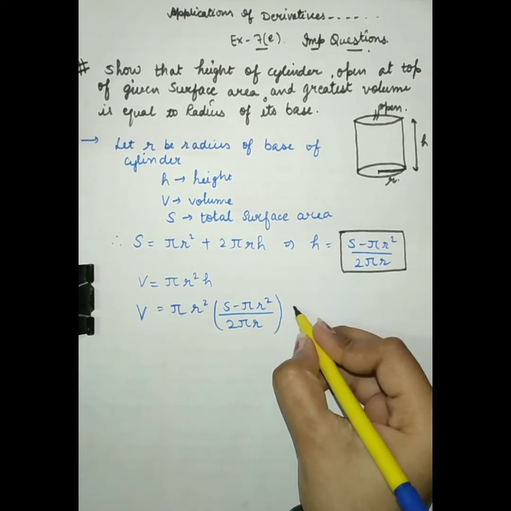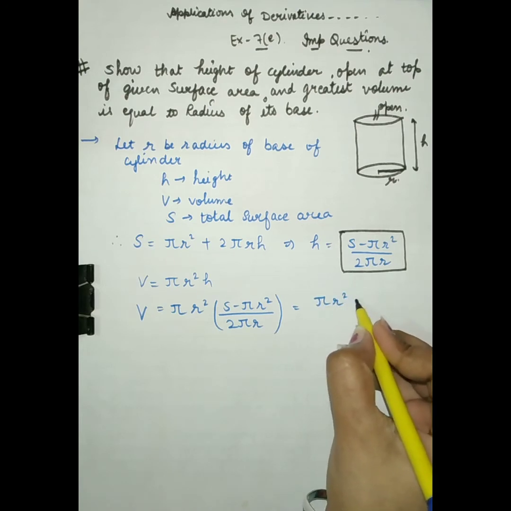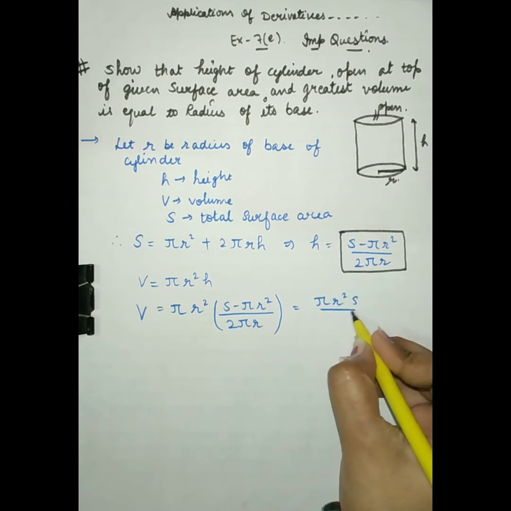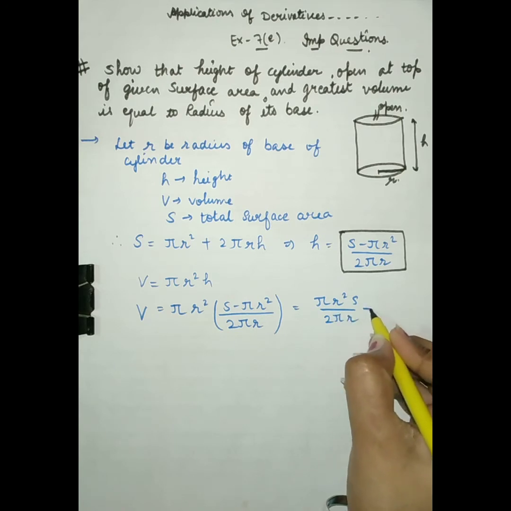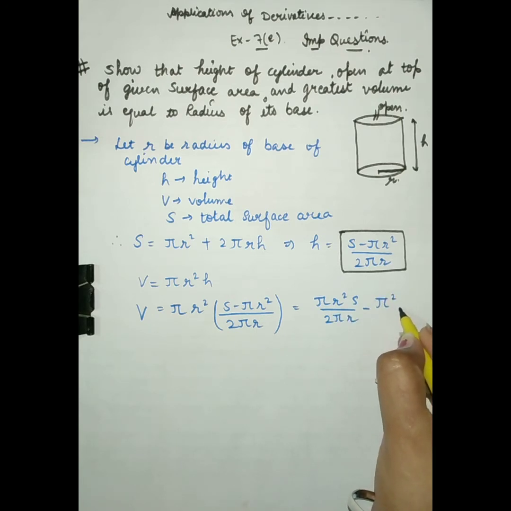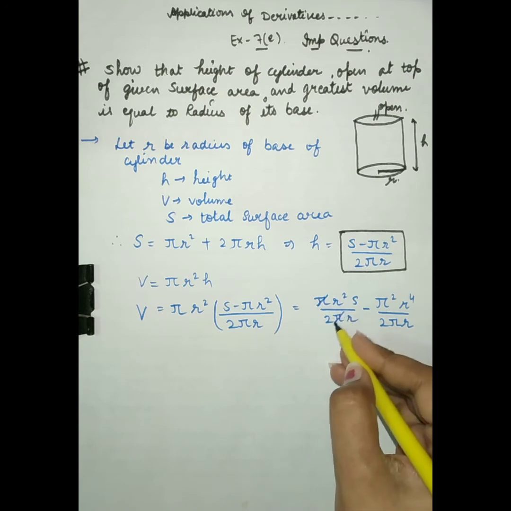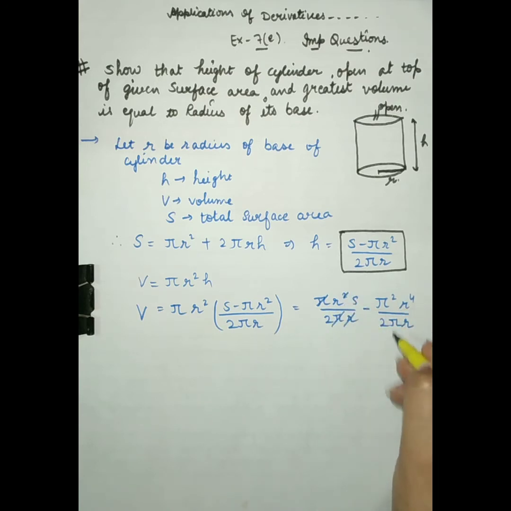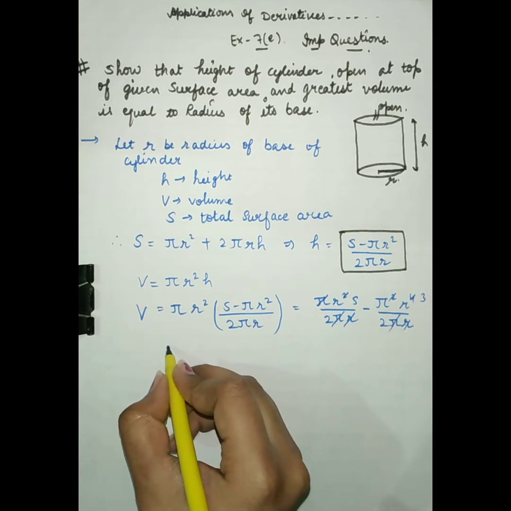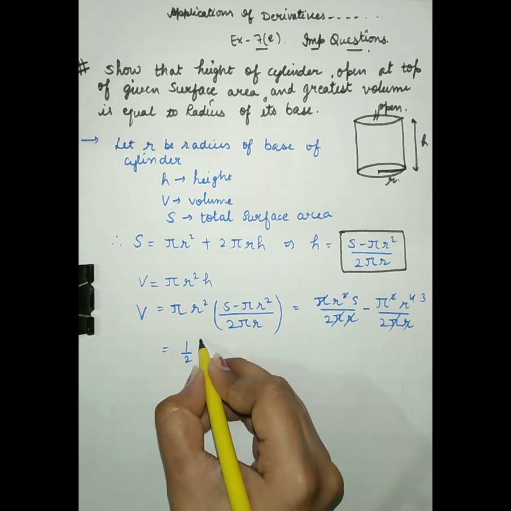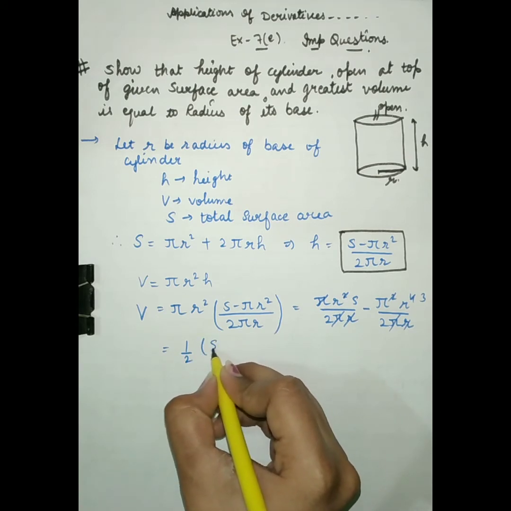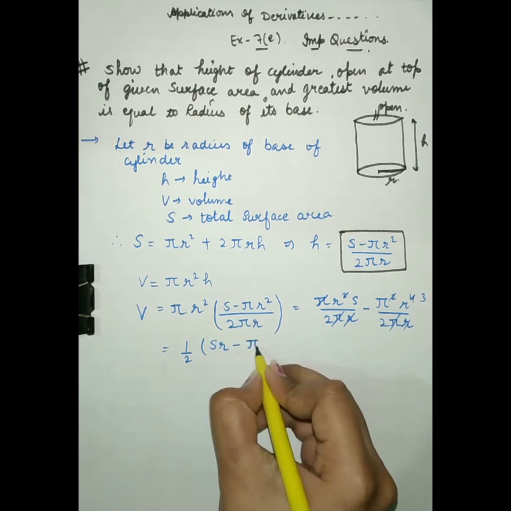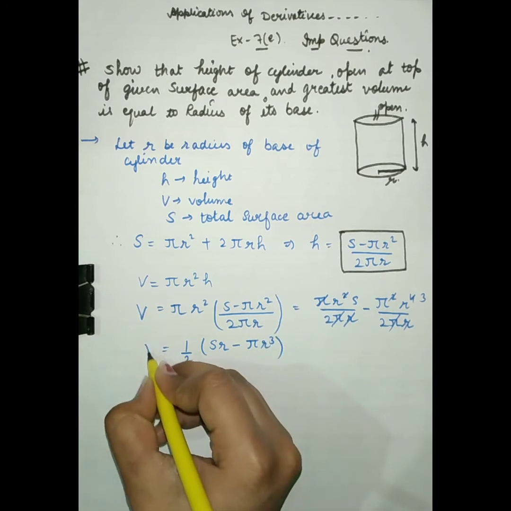From this we get pi r square S upon 2 pi r minus pi square r raised to the power 4 upon 2 pi r. Now we solve this. Pi will be cancelled out and r will also cancel out. Then we take 1 by 2 common and we get 1 by 2 into S r minus pi r cube, which will be equal to the volume V.